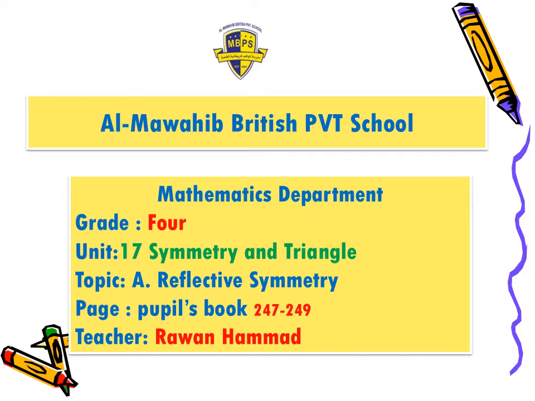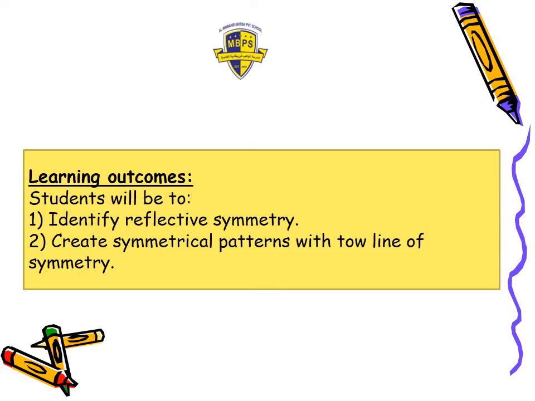Today inshallah we will start unit 17, symmetry and triangle. Lesson A: reflective symmetry. Our learning outcomes for today: identify reflective symmetry, and create symmetrical patterns with two lines of symmetry. I know reflective is a new word and you don't know its meaning, and this is what we are going to explain today.